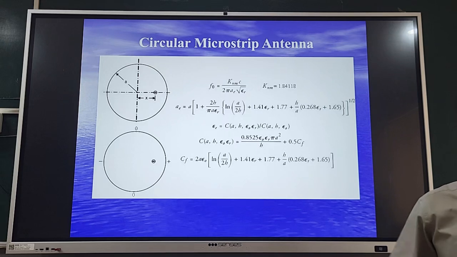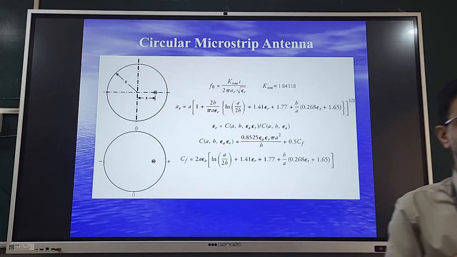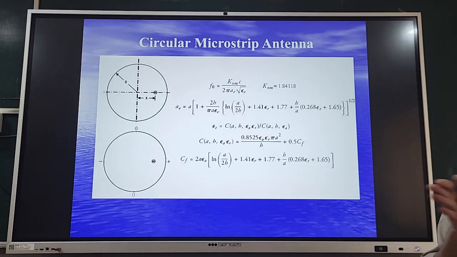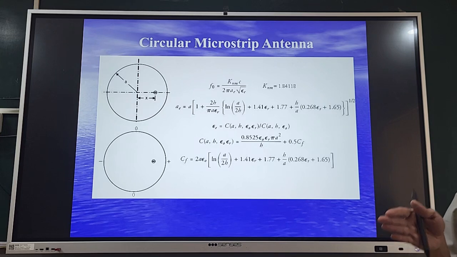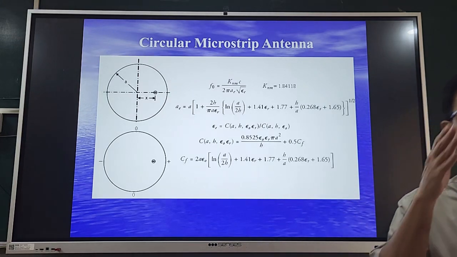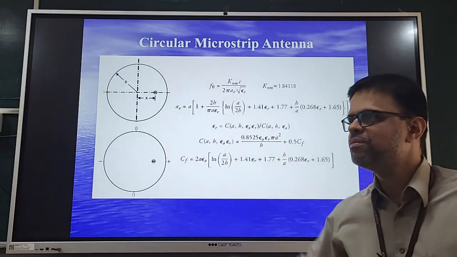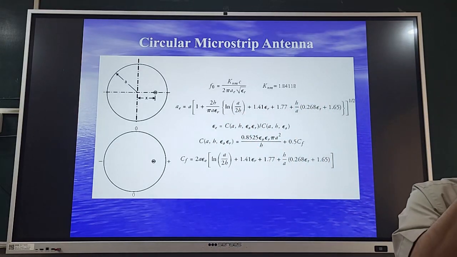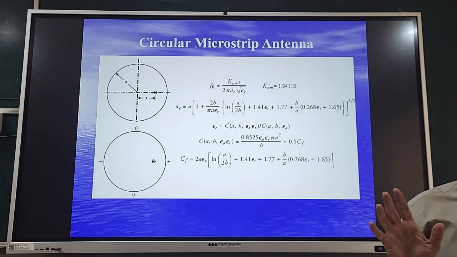Of course, when we cover the equilateral triangular geometry later, we will have a comparison of all three, but this is the main advantage of the circular microstrip antenna. It provides you the harmonic separation.